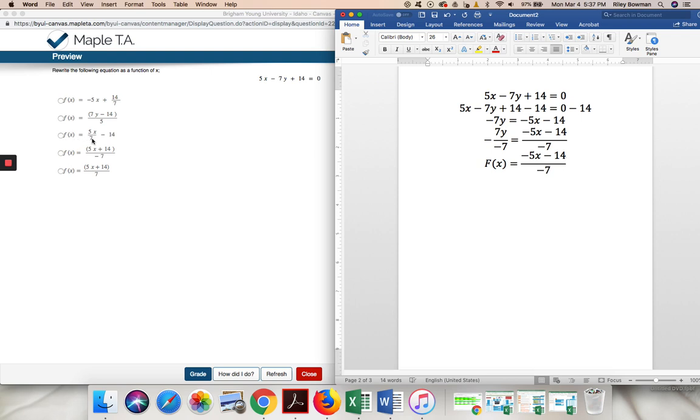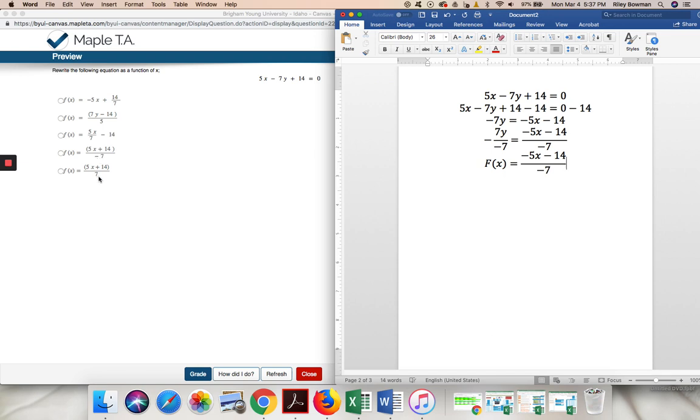Moving to the next one. 5x, they did divide this one by 7. That's wonderful. Unfortunately, they forgot to divide this last one by 7, or didn't forget, they're trying to give you lots of different options. So that one's also not correct because I'm not dividing that by 7. The next one is positive 5x plus 14 divided by a negative 7. Uh-oh, I have some negativity that should have been canceled, but it's not. So that one isn't correct either because I'm missing these negatives at the top.